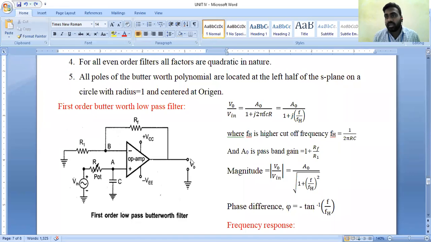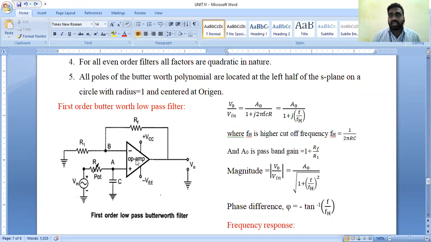That means operational amplifier is a peculiar structure. It is having 5 terminals. Two are input terminals, two are biasing terminals, and one is the output voltage terminal. So with this prerequisite knowledge of operational amplifier, we are designing a first order Butterworth low pass filter.